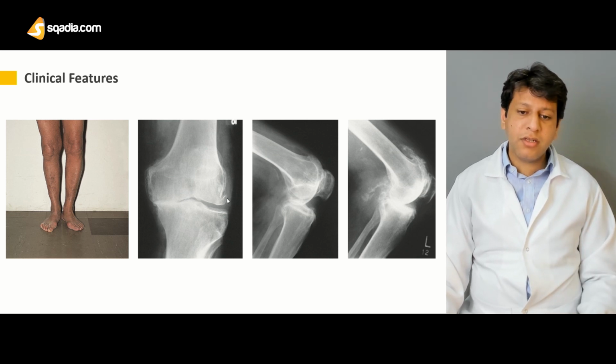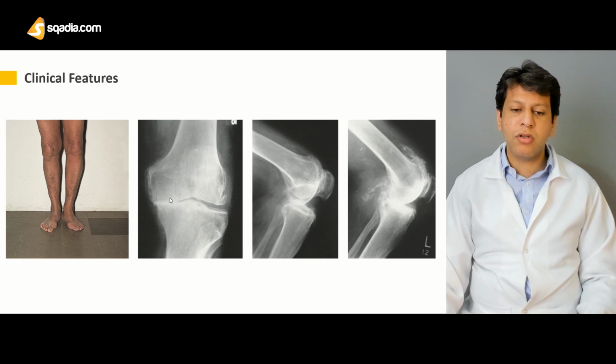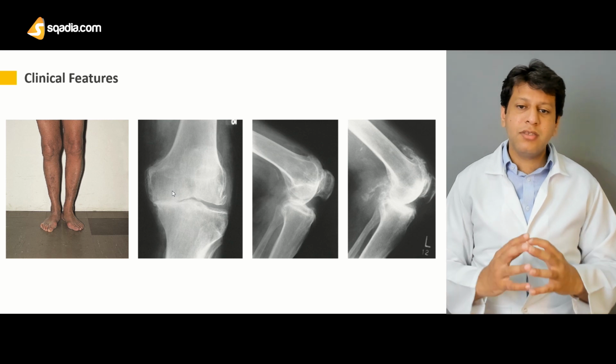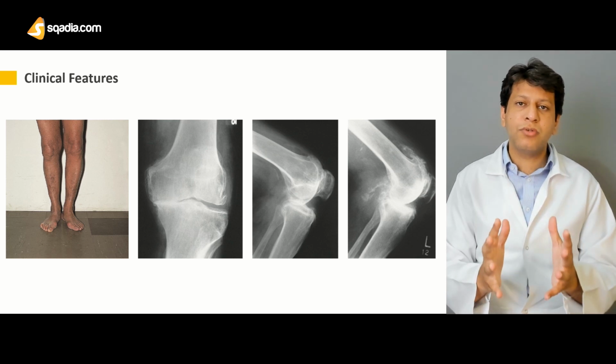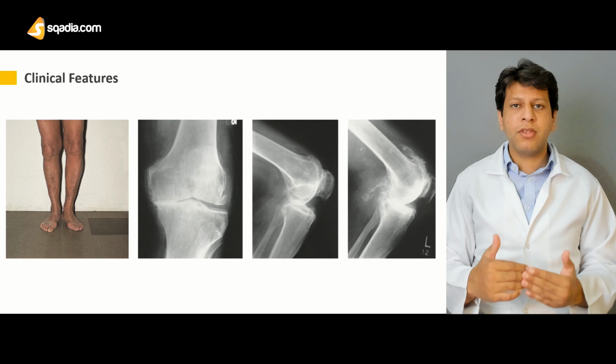You can appreciate there is lipping as well as osteophyte formation over here. There is subchondral sclerosis, increased whiteness, which can be appreciated because of the exposed subchondral bone, and some subchondral cysts may be seen over here as well. These are the classical signs you see on the x-rays.